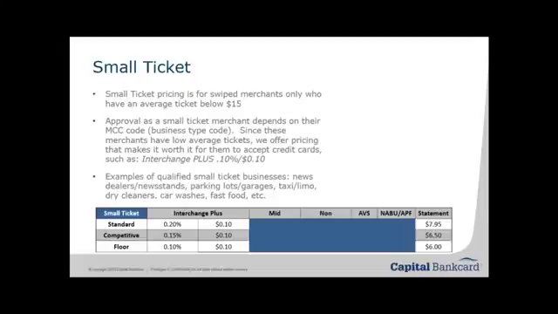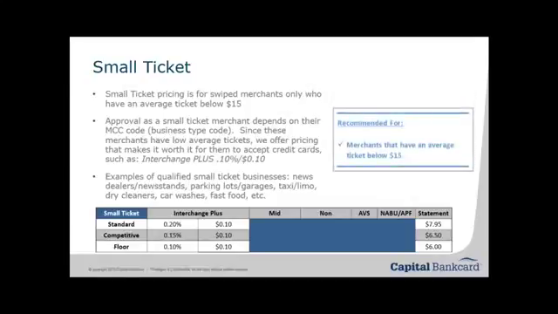Examples of qualified small ticket businesses are newsstands, parking lots and garages, taxi and limo, dry cleaners, car washes, fast food, etc. These are recommended, again, for merchants that have an average ticket below $15, as one of the most affordable ways for them to process credit cards.